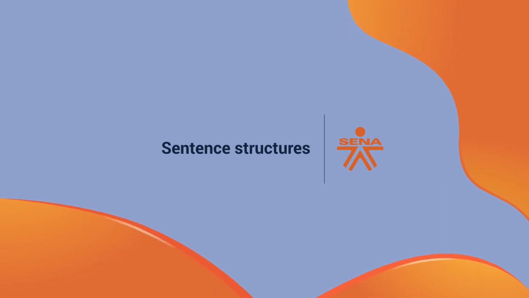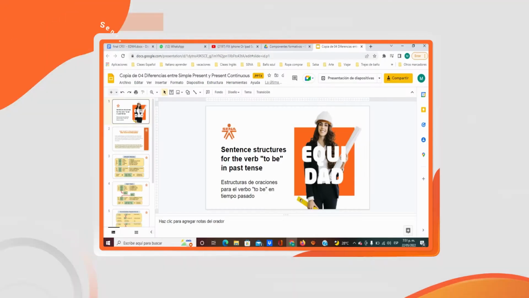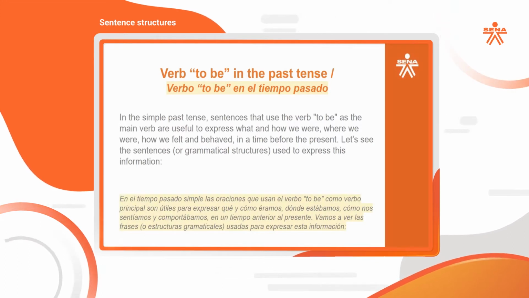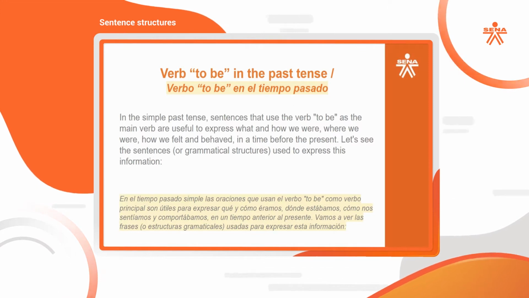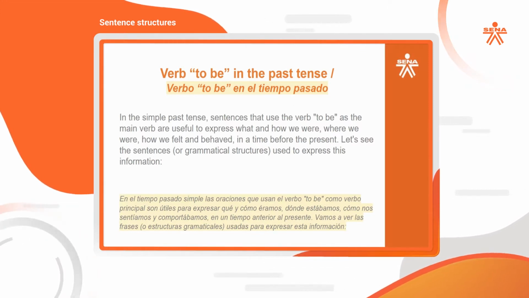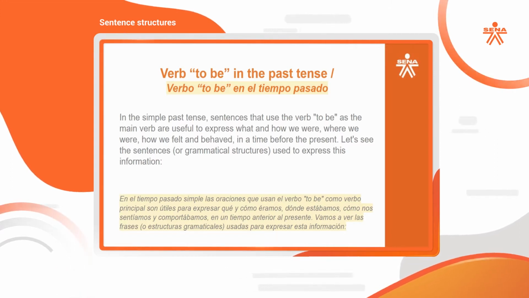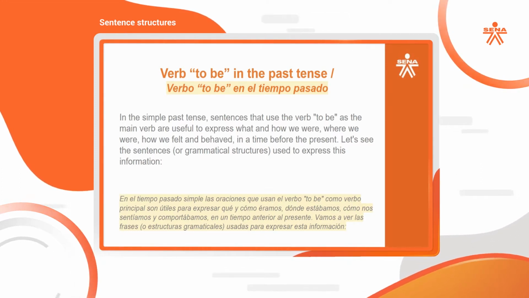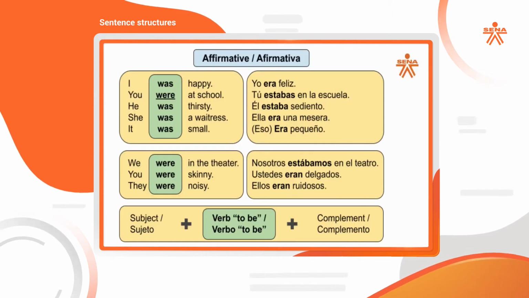Sentence structures. Sentence structures for the verb to be in past tense. In the simple past tense, sentences that use the verb to be as the main verb are useful to express what and how we were, where we were, and how we felt and behaved in a time before the present. Let's see the sentences or grammatical structures used to express this information.